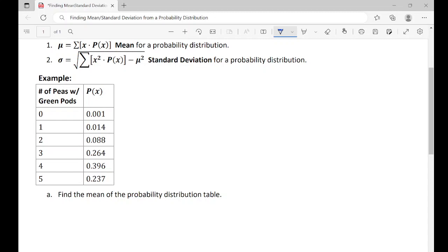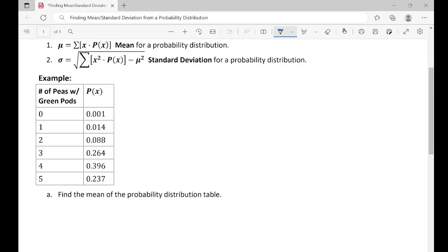So here we have a probability distribution with green p pods. So from 0 to 5 in the first column, and our p of x from 0.001 to 0.237. Now remember, in a probability distribution chart, your p of x's have to add up to 1. In this case, these do, but you got to make sure that they do, otherwise it's not a probability distribution. So let's see how the setup would work.